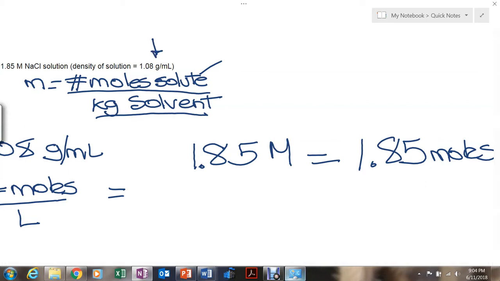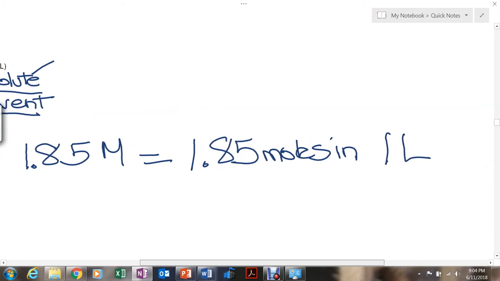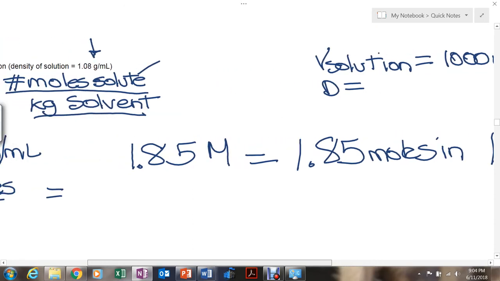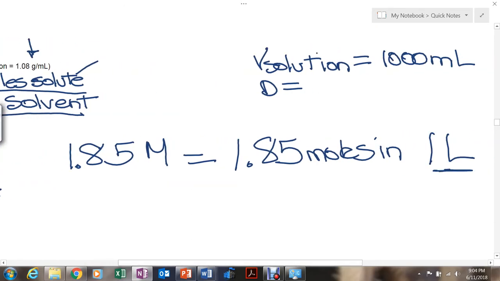Do you got the volume? Yes. This would be the volume of solution, equal to 1,000 milliliters. So if you got the volume of solution and you got the density, can you find out the grams of solution? Yes, and you're going to say, what are we doing this for? Okay, I'll tell you why.